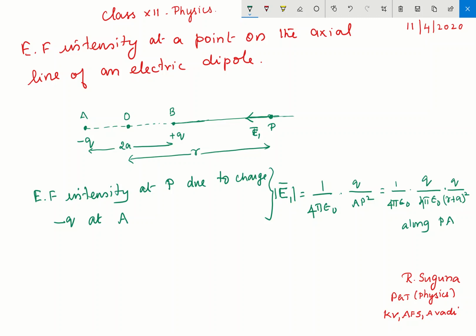Then, it is the force experienced by a unit positive charge due to Q. Why have I not written minus Q? That minus Q gives you the direction. That is why it is given along PA, because it is minus, so it experiences an attractive force along PA. That is why the magnitude is Q divided by 4 pi epsilon naught.